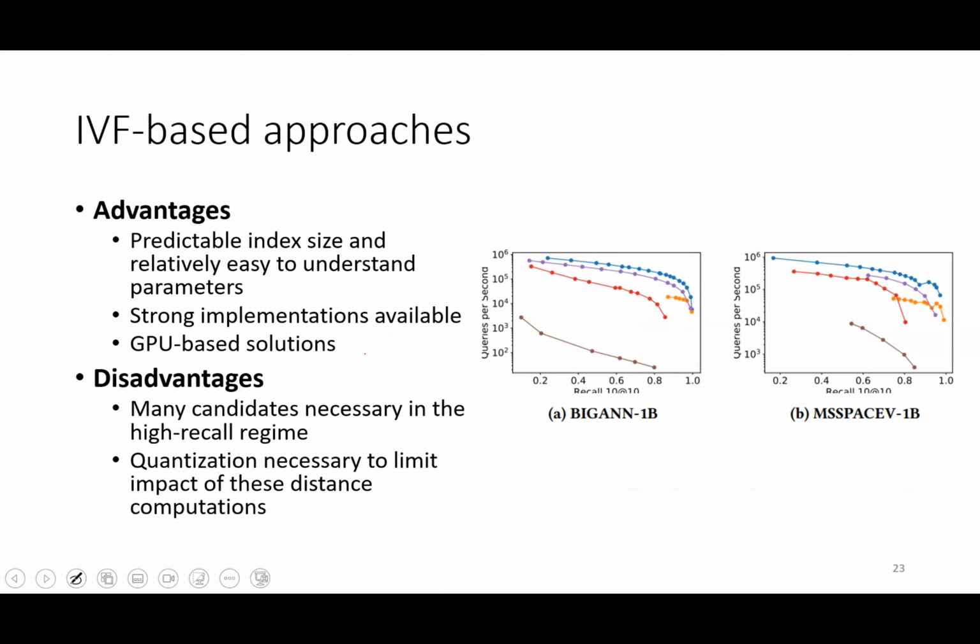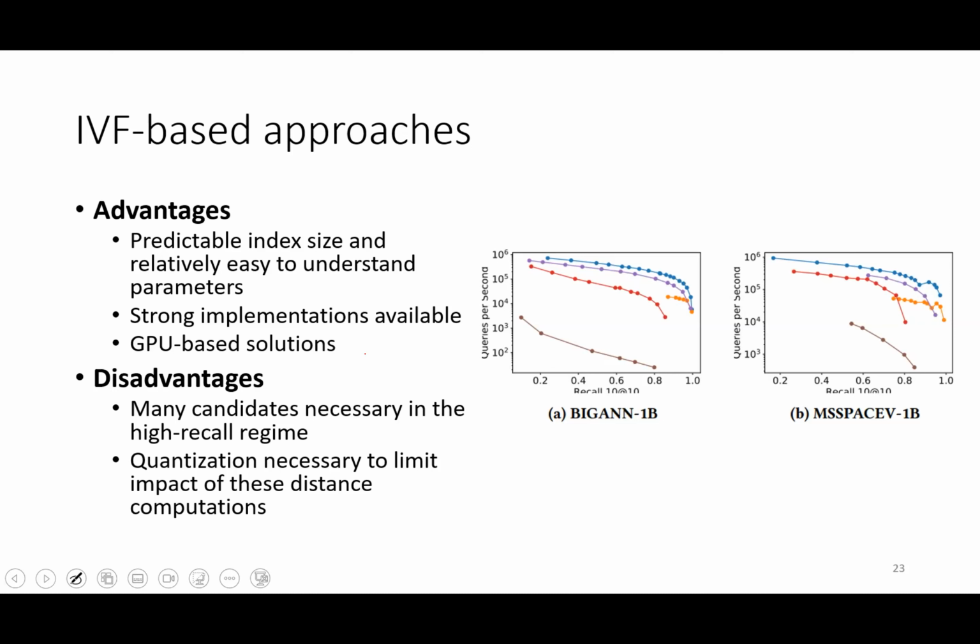Disadvantages are really, you need to look at a lot of points to get good recall. So this is something that I wouldn't put at the high recall regime. If you are happy when you return 60% of nearest neighbors, or 70 or 80, then you can also use that. And since you have to do that many distance comparisons, you also have to speed them up.